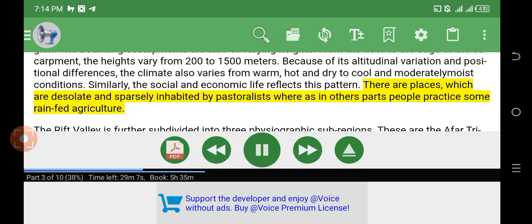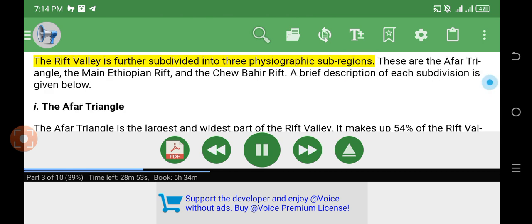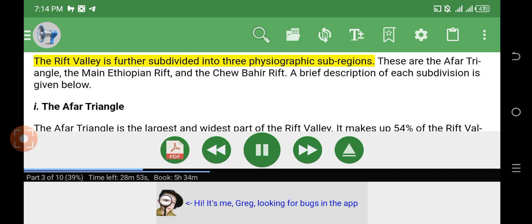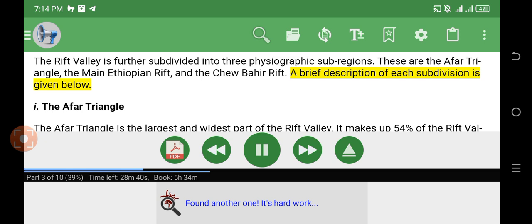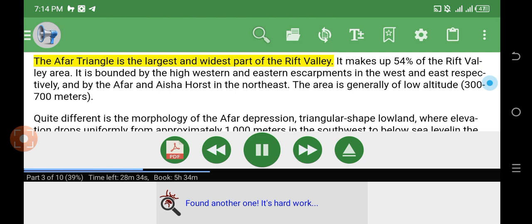The Rift Valley is further subdivided into three physiographic subregions. These are the Afar Triangle, the main Ethiopian Rift, and the Chubahir Rift. A brief description of each subdivision is given below. I. The Afar Triangle. The Afar Triangle is the largest and widest part of the Rift Valley. It makes up 54% of the Rift Valley area.